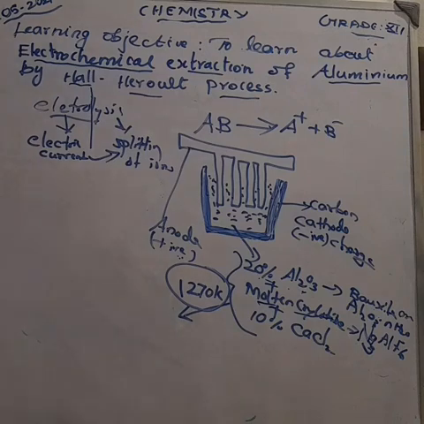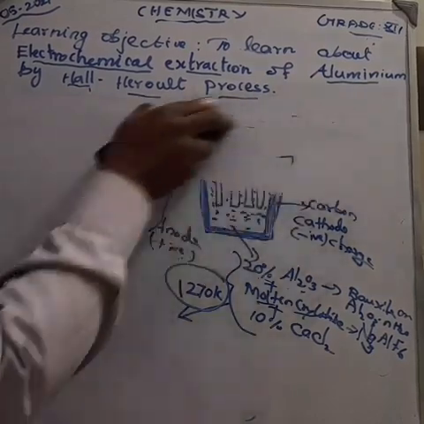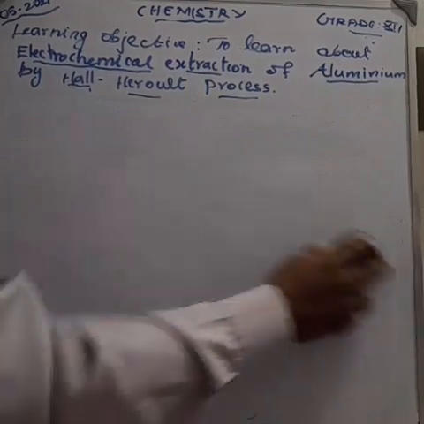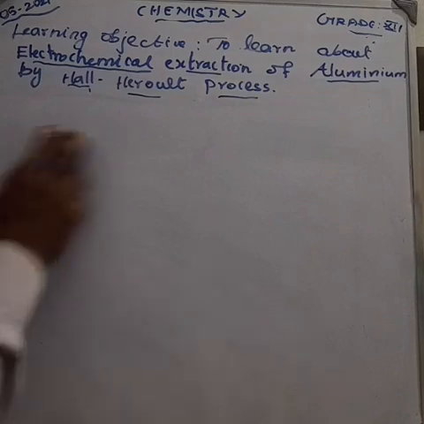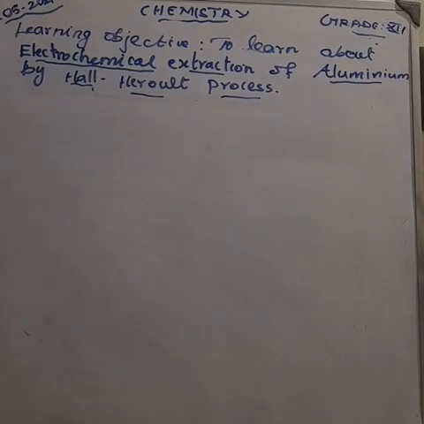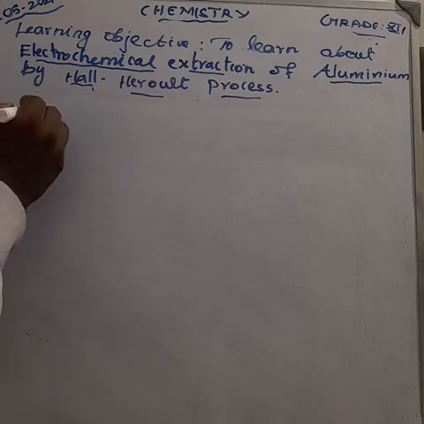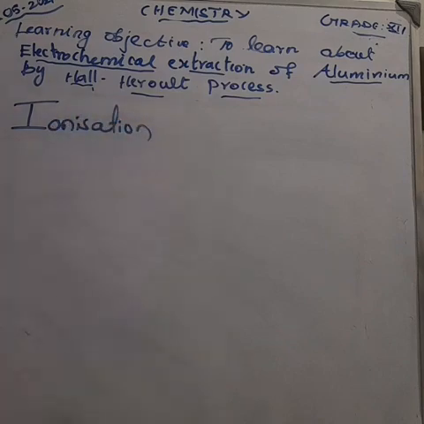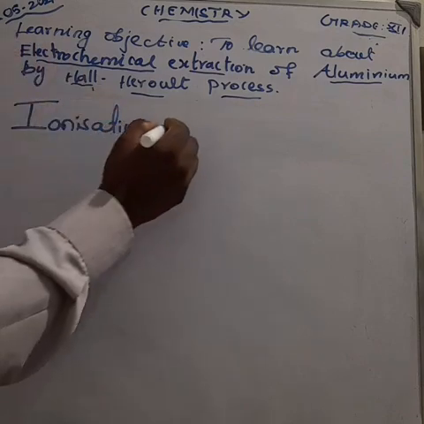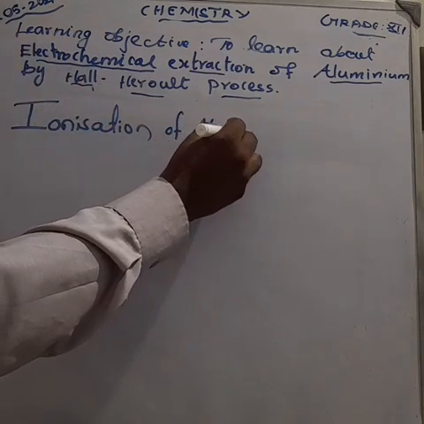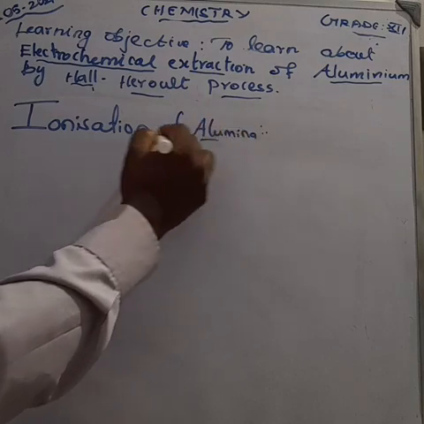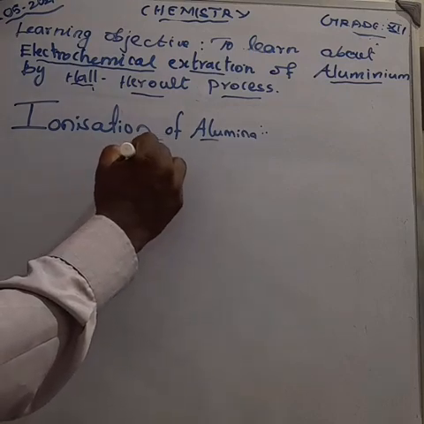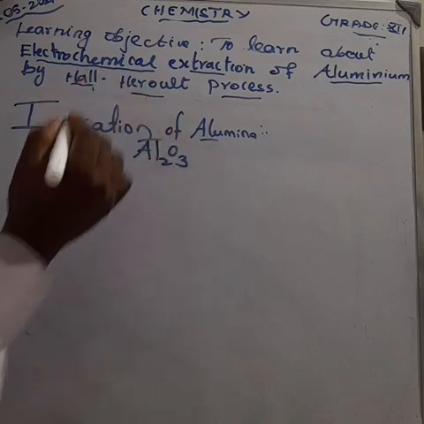Okay, my dear children, now we can write the equations for the chemical reactions involved in this process. First, electrolysis is a kind of ionization, because charges are produced: one is the cation and another is the anion. So first we have to write the ionization of alumina. Alumina means Al2O3.